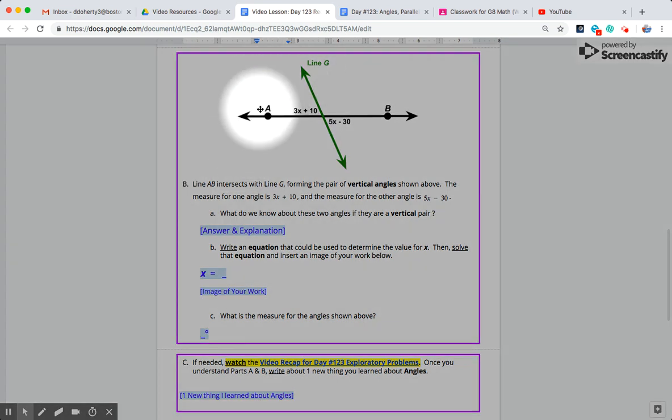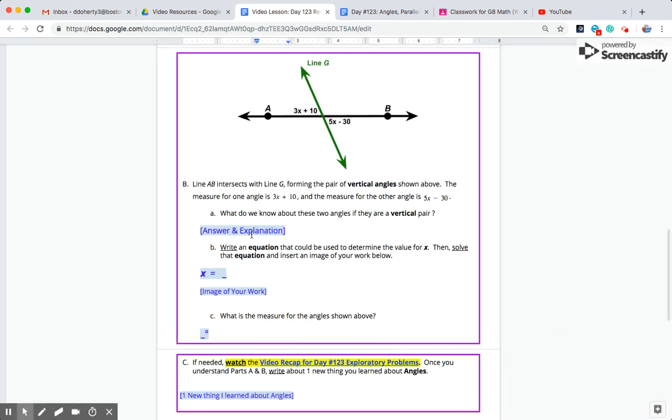We're shown this diagram, where line AB is intersected with line G, and we see this vertical pair, these two angles. We don't get the measure, but we just get an algebra expression to represent the measure of degrees. So when I see AB intersected with line G and these two angles here, what do we know about these two angles if they are a vertical pair? The key thing to recognize here is these two angles are congruent. They have the same measure.